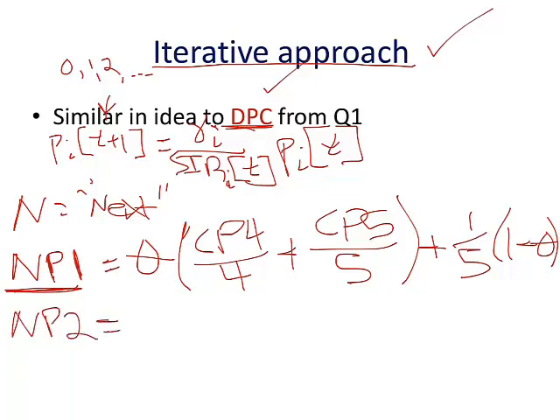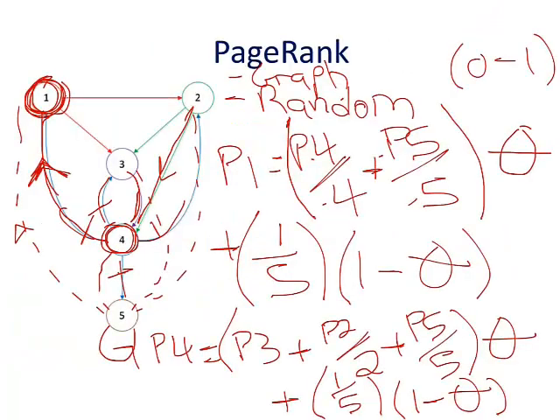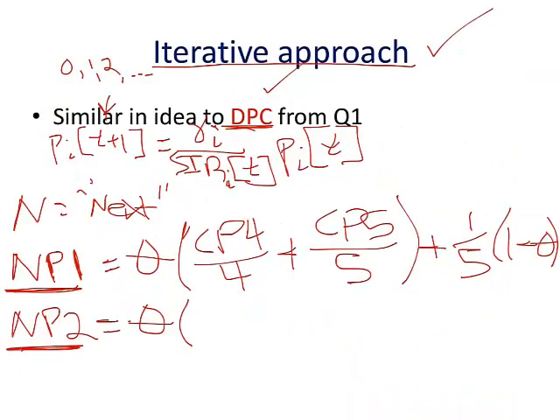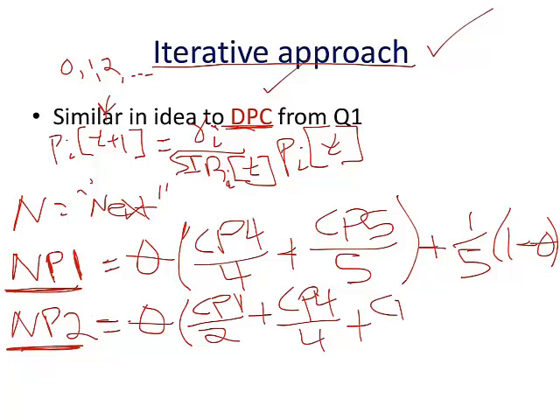And if we wanted to write it for the second node, we have the next PageRank of node 2 equal to, let's go back to our graph for a second. So we have incoming from node 1, and we have incoming from node 4. Let's not forget about node 5. So current PageRank of node 1 divided by 2 plus the current PageRank of node 4 divided by 4 plus the current PageRank of node 5 divided by 5 plus 1/5 times 1 minus theta.